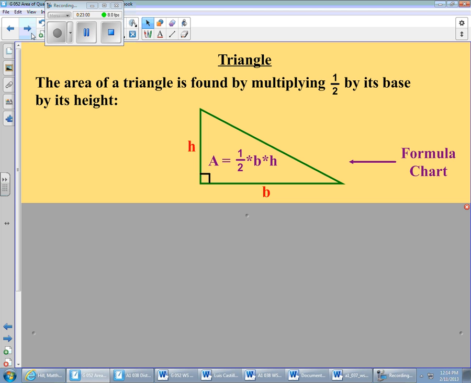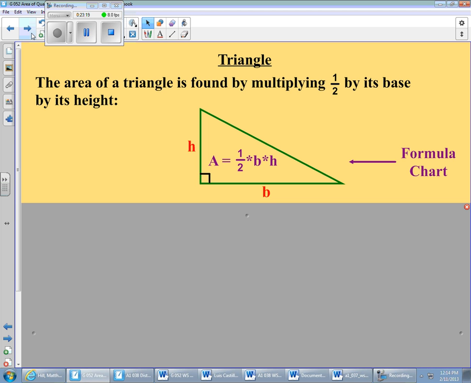All right, here's one everybody should know. We're done with the quadrilaterals. Here is our triangle. The area of a triangle is found by multiplying 1/2 by its base by its height.